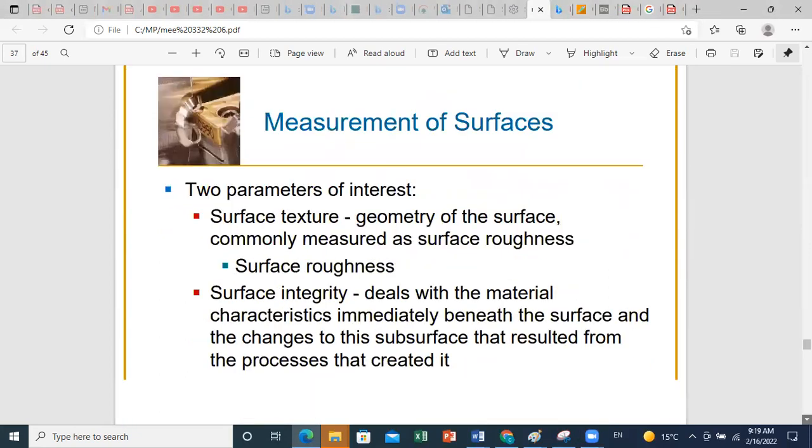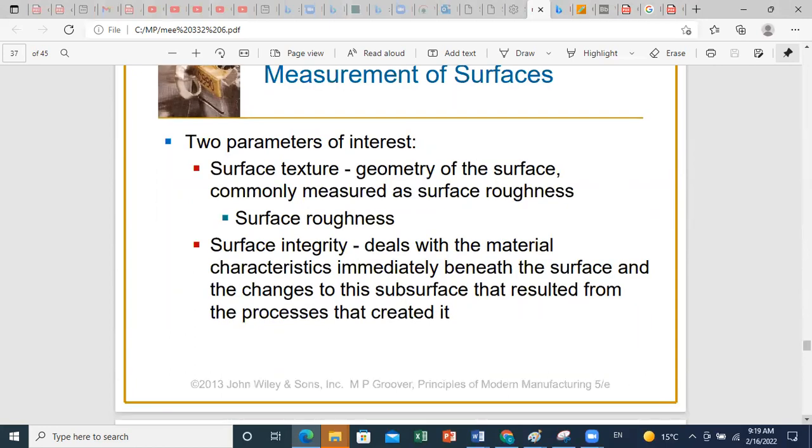Now, how to do measurements on surfaces? The first parameter of interest is the surface texture, and this is easier to measure than the surface integrity. You can just study the geometry of the surface, and this is commonly measured as the surface roughness. Now we'll see what equipment is used for this purpose.